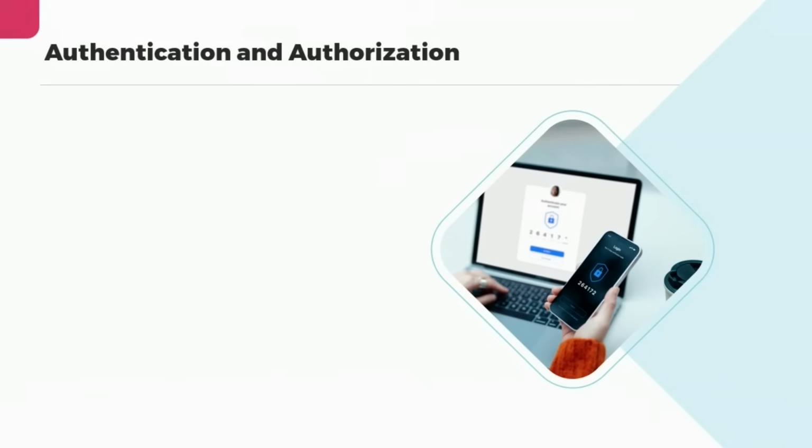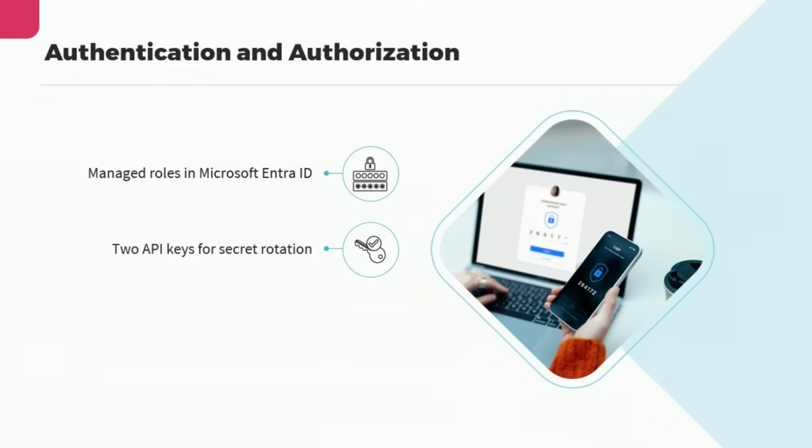Now, the important authentication and authorization process. With respect to authentication, one of the most secure methods is to leverage managed roles in Microsoft Entra ID, which is Azure's cloud-based identity and access management service. Also, to support straightforward secret rotation, each Azure AI service resource has 2 API keys. Key rotation is a very important security precaution, effectively allowing us to regularly change the keys that can access our Azure resources.